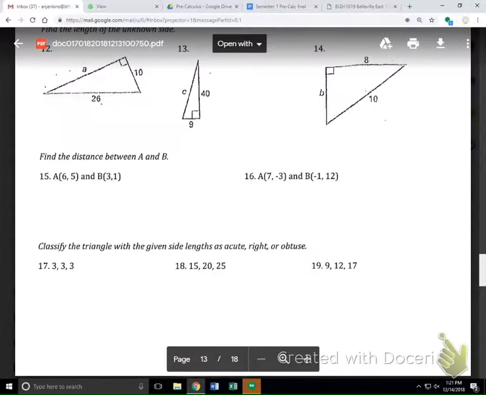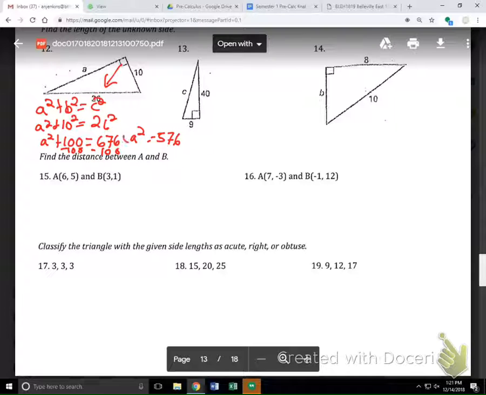Okay. What is our Pythagorean theorem? a squared plus b squared. Okay, what is our c squared? It's the side opposite of our right angle. So hypotenuse, that's 26 squared equals a squared plus 10 squared. We have a squared plus 100 equals, what is 26 squared? 676. We're going to subtract 100. We have a squared equals 576. Square root both sides. a equals 24.